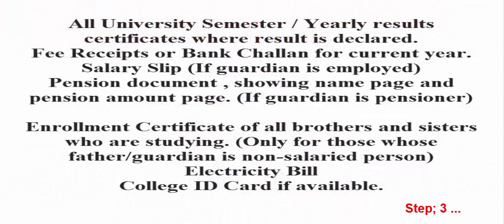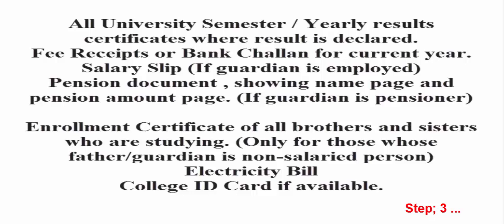Semester or yearly result certificate where the result is declared. If you are continuing any semester, say 3 to 4, enrolled at the university, and you have the first or second semester result sheet, you can submit those results. Fee receipt or bank challan for the current year: if you have paid fees at any academy, you can submit the receipt.